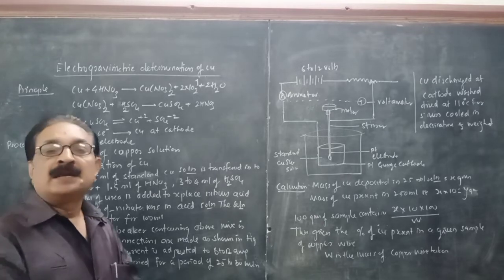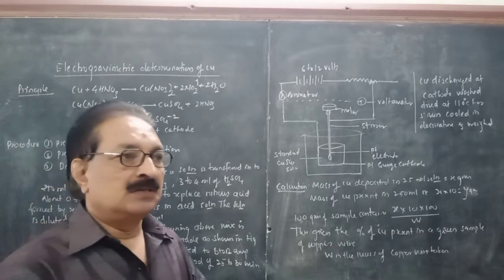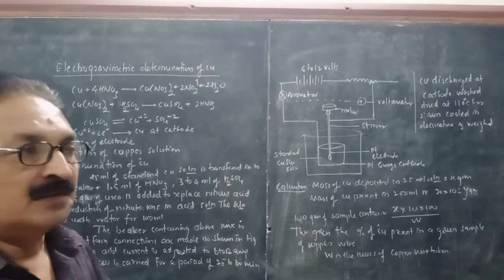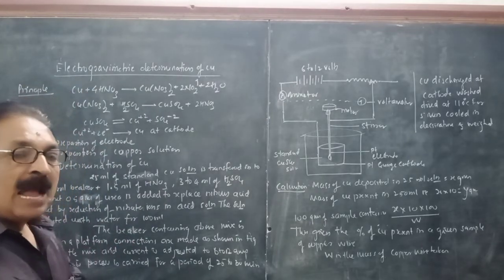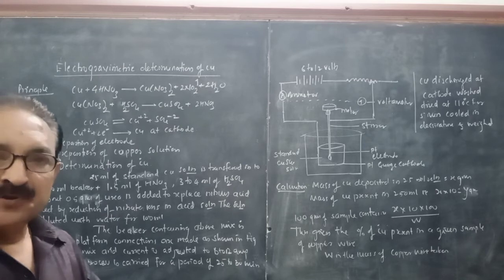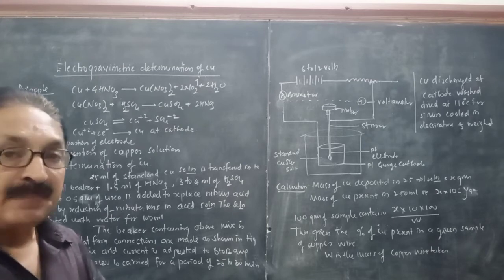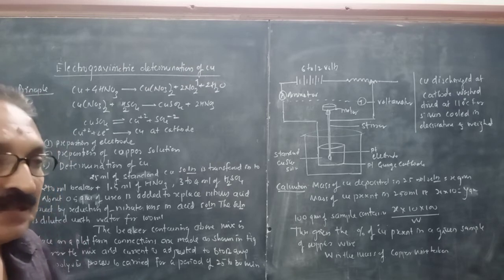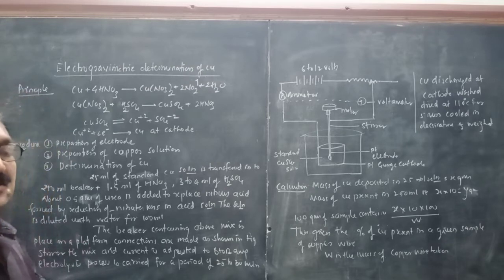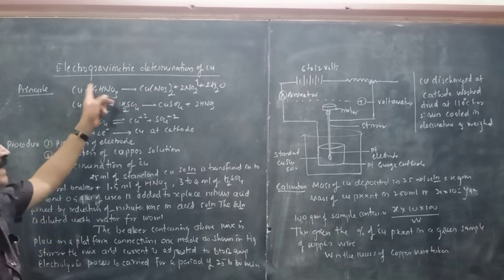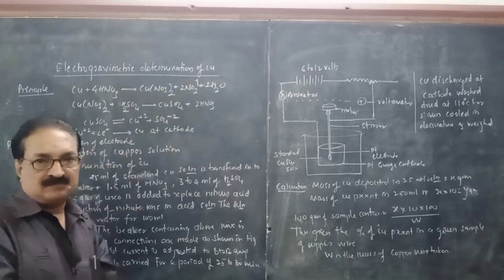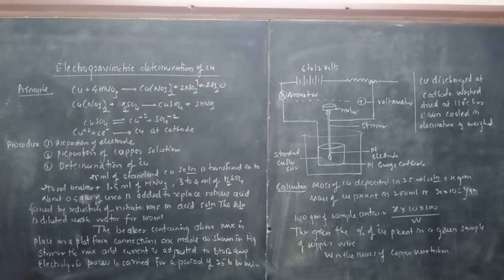Yes, in the previous class, we covered the instrumentation of electrogravimetry, and before that, the principles on which the electrogravimetry technique is based. That part is completed, and also the instrumentation part. Now we go for the electrogravimetric determination of copper. How to determine the copper from the given sample by the electrogravimetric technique.